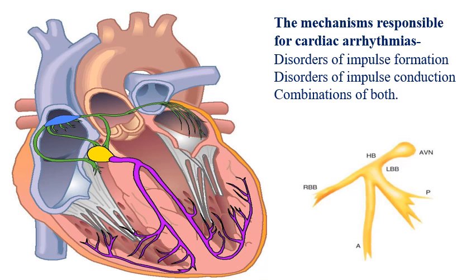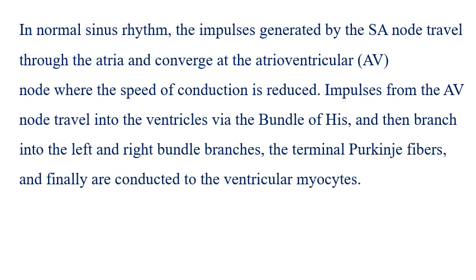This is the conductive system of the heart and the mechanisms of arrhythmias, either disorders of impulse formation or disorders of impulse conduction, or both. In the normal sinus rhythm, the impulse generated by the SA node travels through the atria and converges at the AV node, where the speed of conduction is reduced. Impulses from the AV node travel into the ventricle via the His bundle, then bundle branches, then Purkinje fibers, and finally are conducted to the ventricular myocytes.